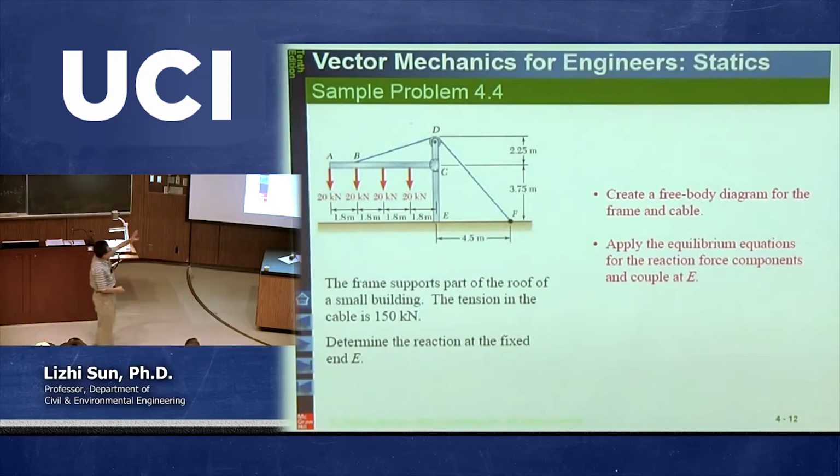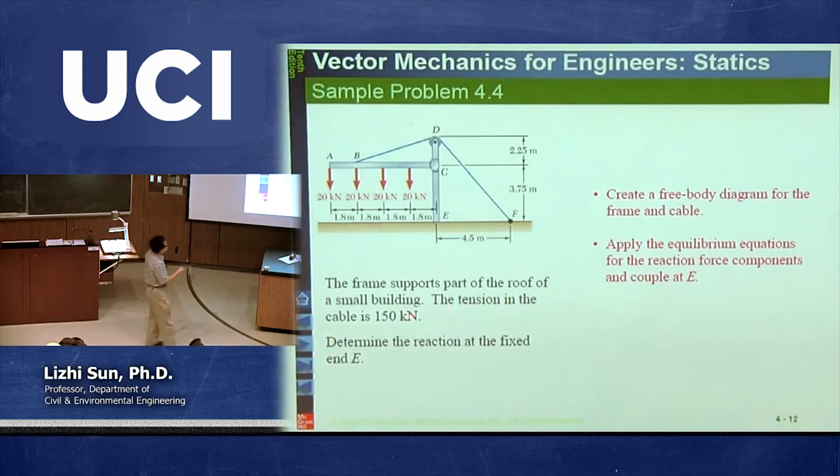Another example, this is typically the one I briefly talked about before in terms of how to create the free body diagram correctly. Okay, let's look at this one. Again, a house frame support part of the roof. This is a part of the roof of a small building, because the whole building is not only this part, there's some other part, but we just consider a simplified version.